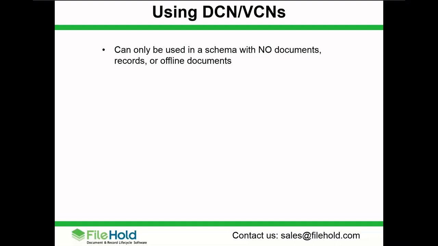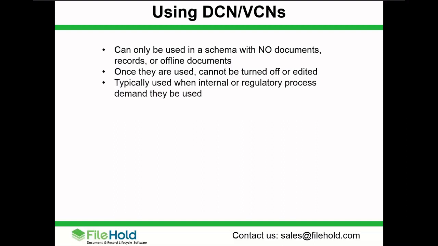You could make a new schema that matches all the values of what you currently have with common metadata fields and start transferring your documents one by one over to there. That's the only way to deploy a DCN once you start using that particular schema. Once they're used, they cannot be turned off or edited. So once you start using a DCN, it's fixed and it starts attaching those numbers to the document's properties. So once you use it, you can't turn it off, and you also can't modify the DCN once it's being used. These are typically used for internal or regulatory processes that demand that they're going to be used.